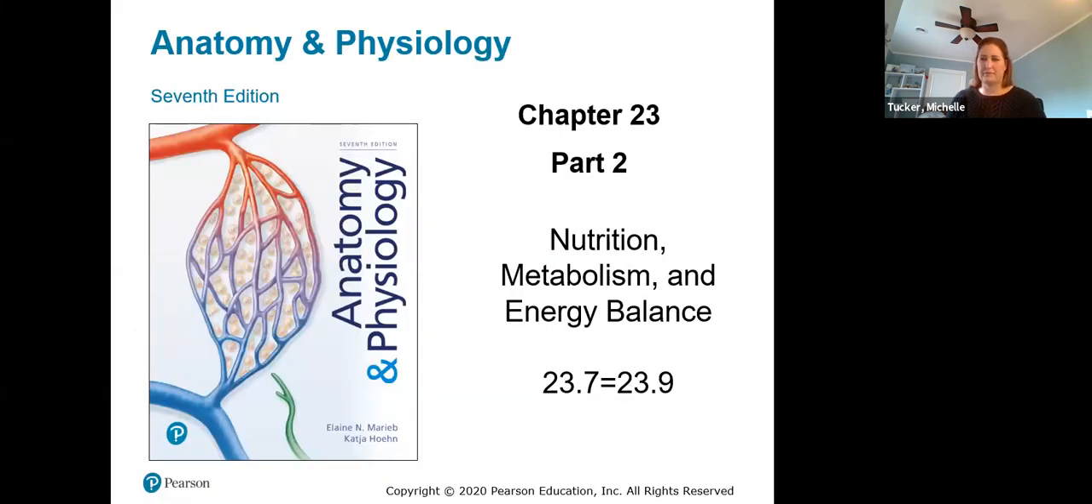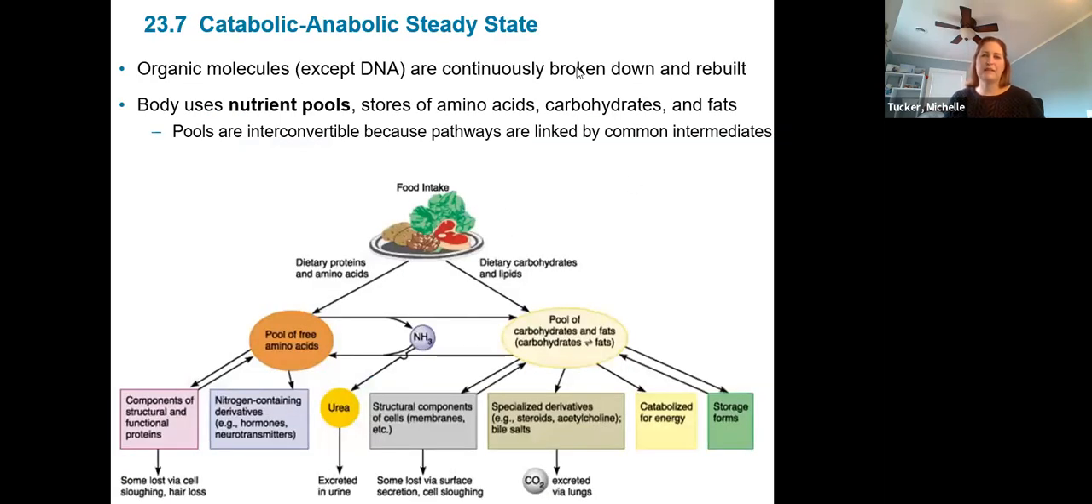Time-wise, okay, we've got 20 minutes. And this should be 23.7 to 23.9. I didn't catch that earlier. Okay, but we're going to start at 23.7. We'll move on to 23.8, which is the liver, and then I don't think we'll get to 23.9.